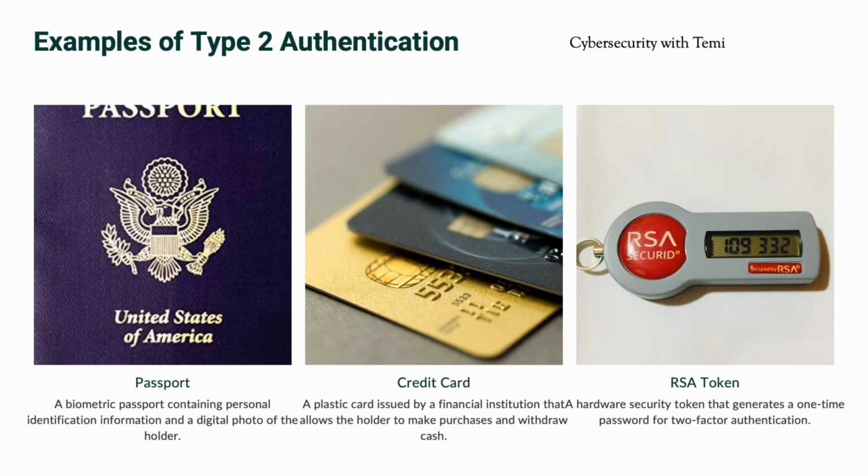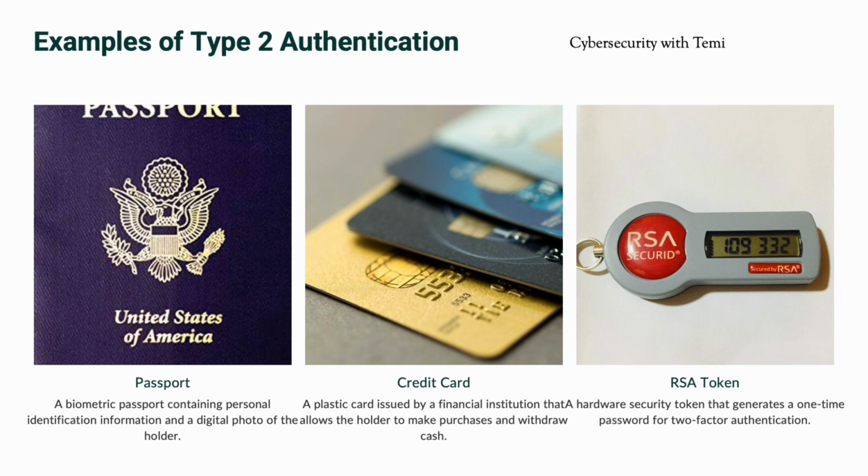So let's look at some examples of type 2 authentication. We have the biometric passport, which contains your personal information and a digital photo. It's something you have and it can be used alongside other factors like a PIN to verify your identity. A credit card is another everyday example. You carry a physical card that contains your data necessary for transactions. So when paired with a PIN, this forms two-factor authentication.